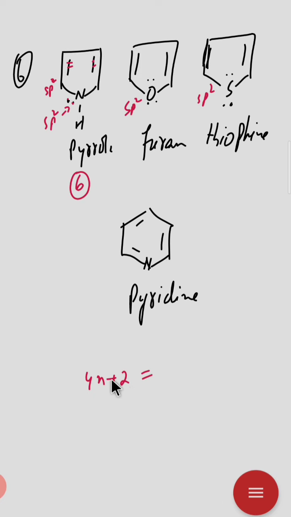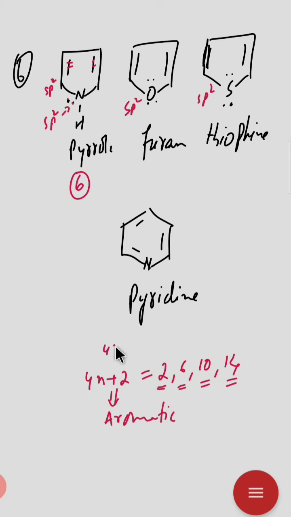In 4n plus 2, the number of pi electrons will be 2 when n is equal to 0, 6 when n is equal to 1, 10 when n is equal to 2, 14, and so on. If the number of pi electrons is any of these numbers, then the system, compound or ion will follow Huckel's rule, meaning the compound will be aromatic.